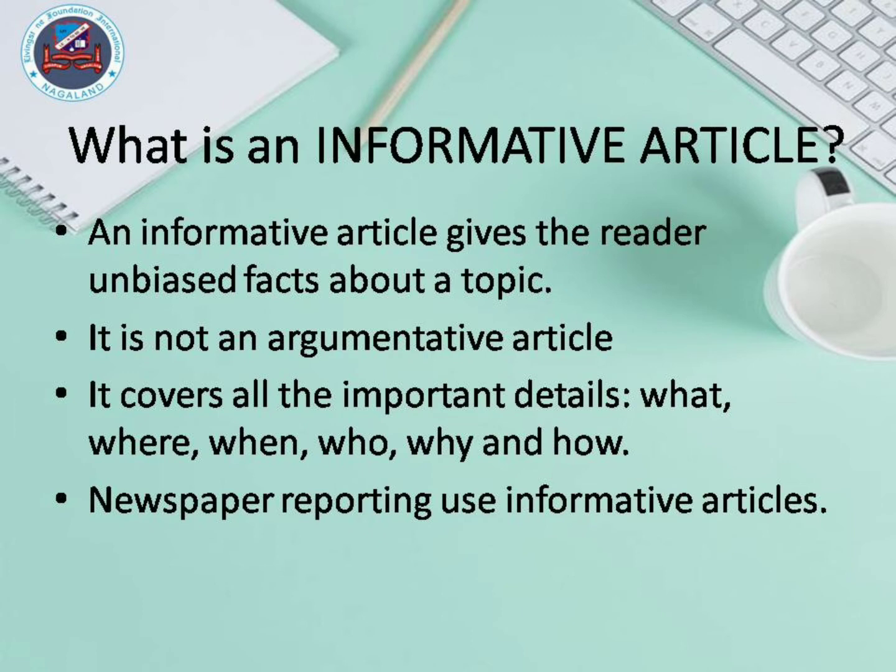Informative article. So what is an informative article? An informative article gives the readers impartial facts about a topic. It provides the readers with details on a given topic. So it is not an argumentative article because it presents facts. It covers all the important details like what happened, where did it happen, when did it happen, who were the people involved, why did it happen, and how did it happen.